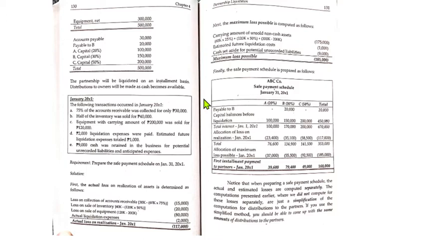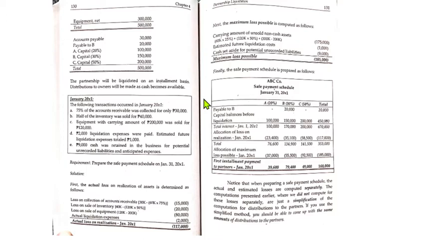Before we prepare the safe payment schedule, we have to introduce that under the safe payment schedule, we need to compute the actual loss and the maximum loss possible, so that we can separate the monitoring of the losses. We analyze first the actual loss on the realization of assets. So what is the actual loss? These are the losses that have been incurred because of the realization of the assets.